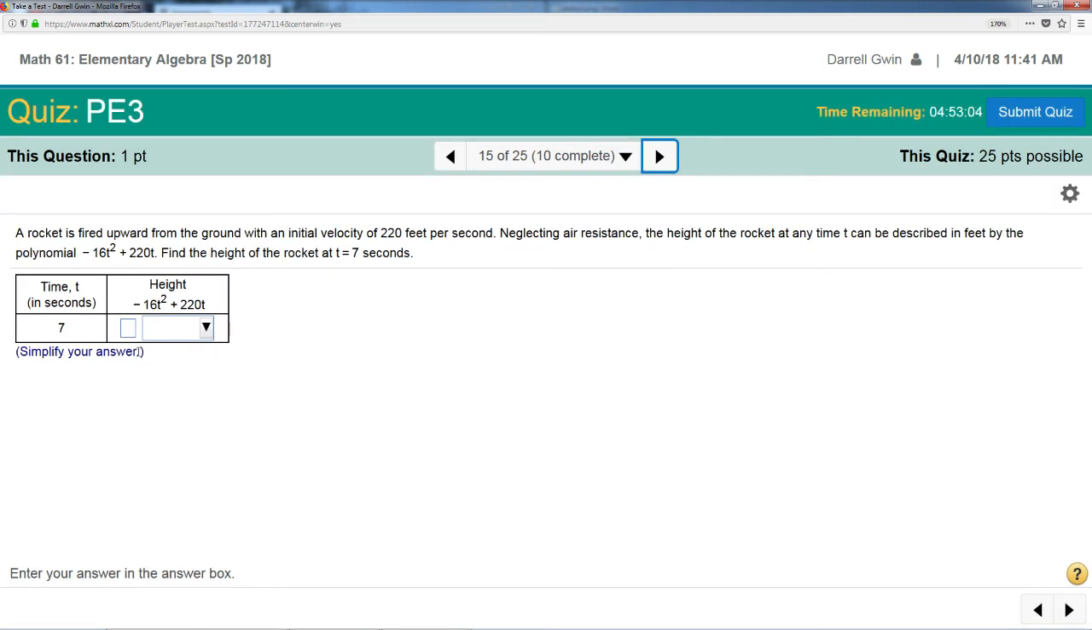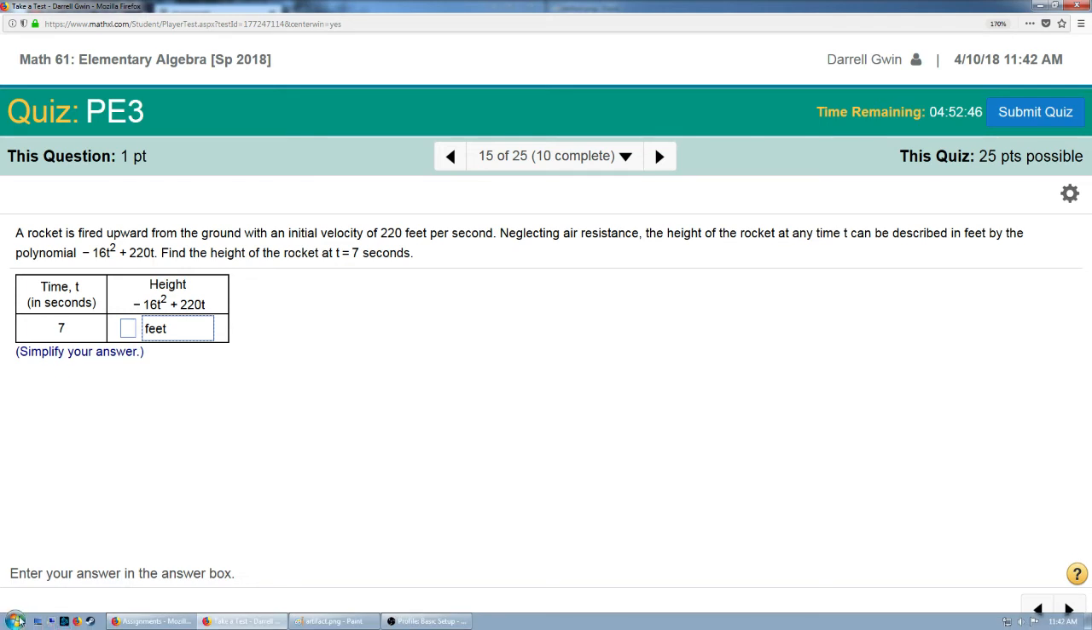What's this? Simplify your answer. Plug 7 into the t, and solve it, and the answer is going to be in feet, I believe. Yeah, feet per second. So our height is feet. Let's do 7 times. Too much work. You can just do that with a calculator, probably.